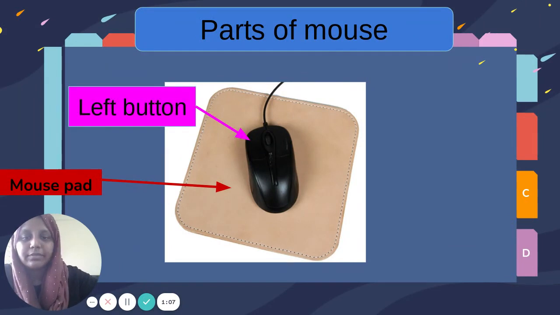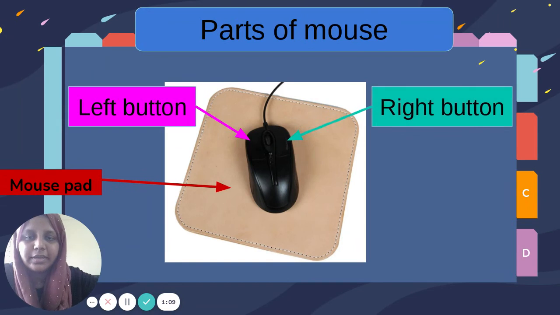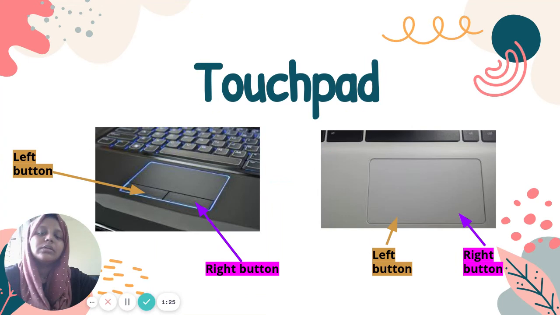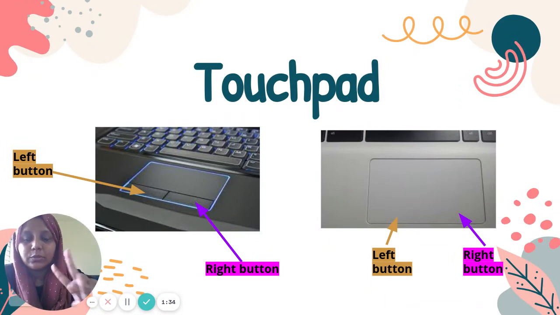Parts of the mouse. On the left side we have the left button, on the right side we have the right button, and in the center we have the scroll wheel. So there are three parts of the mouse: two buttons, left button, right button, and in the center we have the scroll wheel. Now, if you are using a laptop, in the laptops we have a touchpad. As you can see, there are two buttons also in the touchpad, left button and the right button.